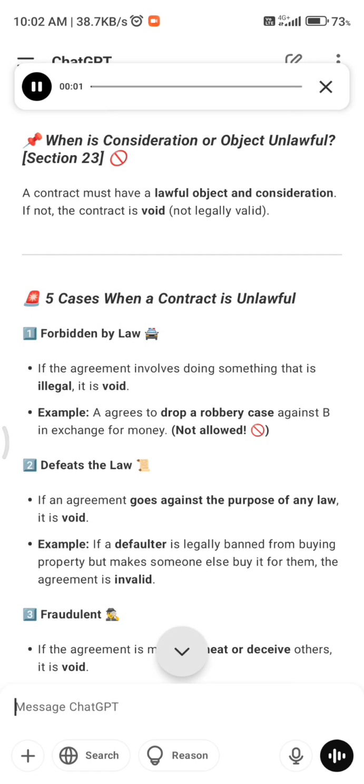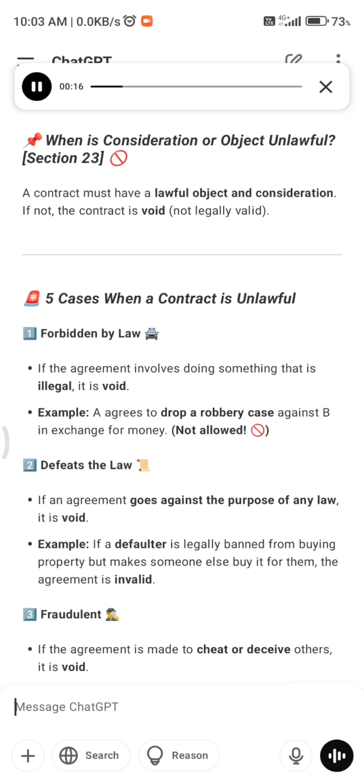When is consideration or object unlawful? A contract must have a lawful object and consideration. If not, the contract is void, not legally valid. Five cases when a contract is unlawful.